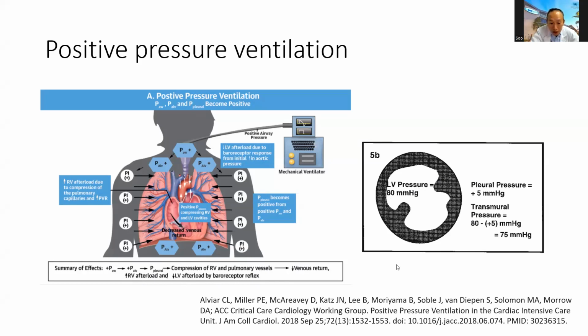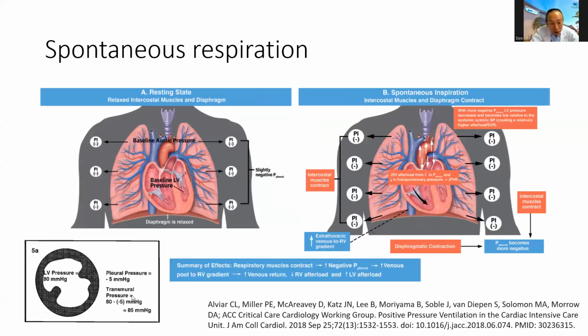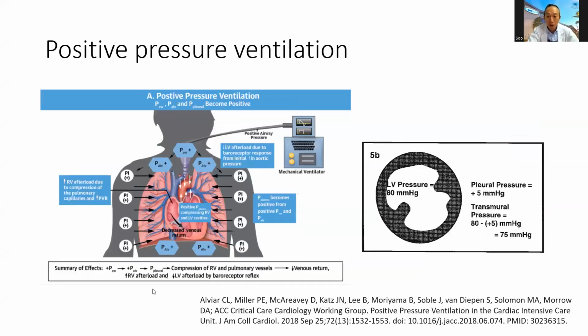As you look at the other picture, the transmural pressure for the left ventricle, under normal spontaneous respiration, when you do 80 minus negative pressures, you actually get a higher pressure. But like I said, this is not a problem for a normal heart. But if you have a heart that is compromised in low function, then it becomes a problem, because the heart may not be able to overcome this small increase in the pressure.